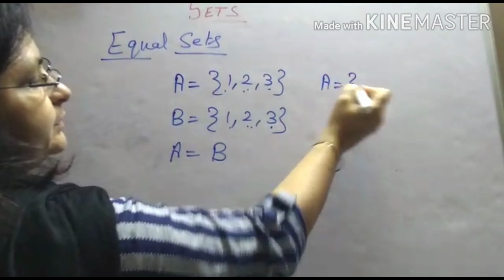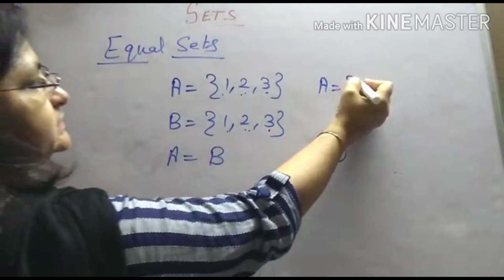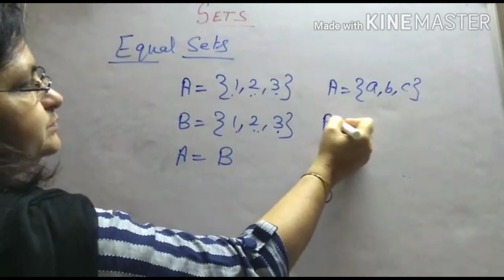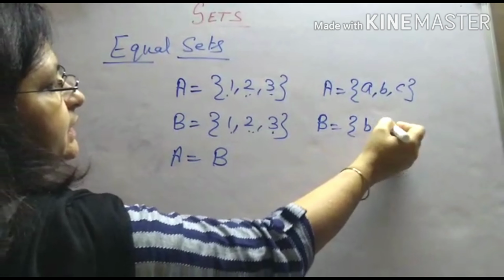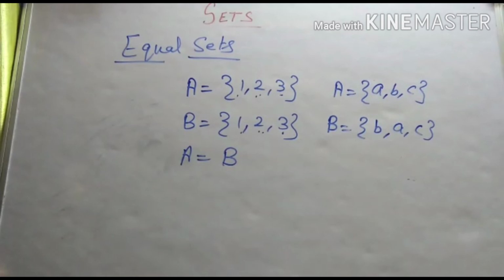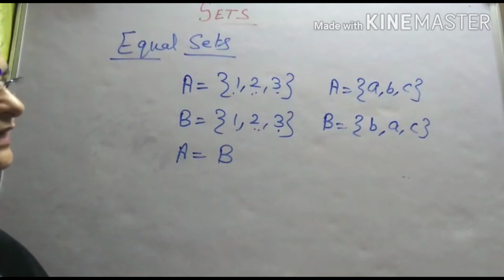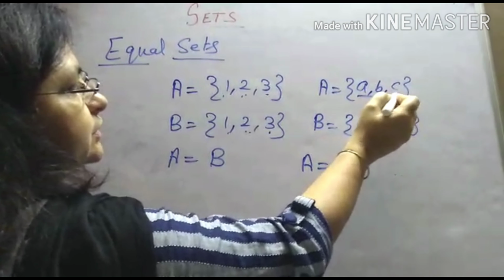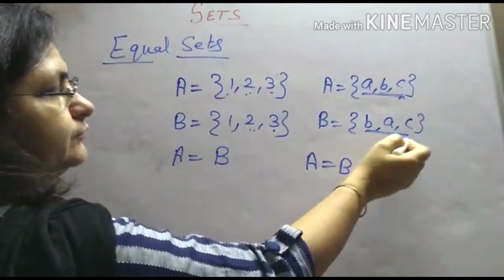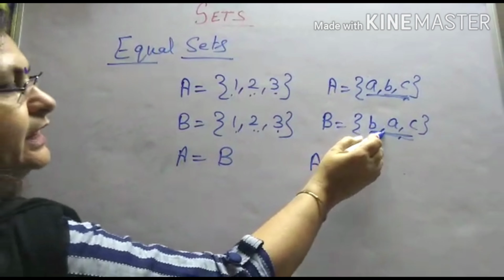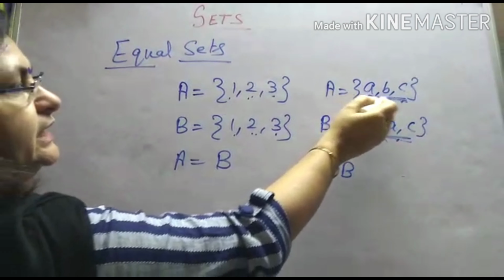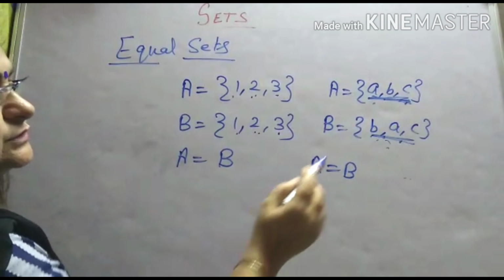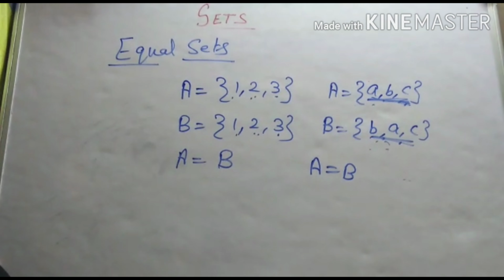Let's take one more example. If we have set A equal to {a, b, c} and set B equal to {b, a, c}, are they equal? Yes, they are equal because every element of A is a member of set B and every element of B is an element of set A. Order doesn't matter. So these sets are equal sets.